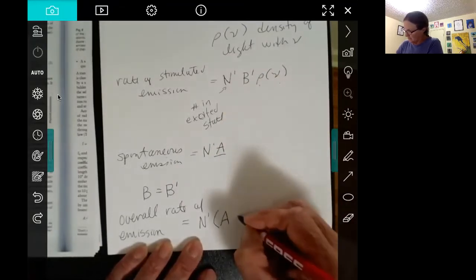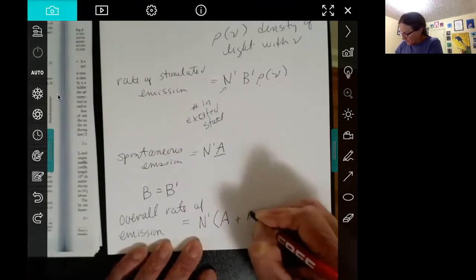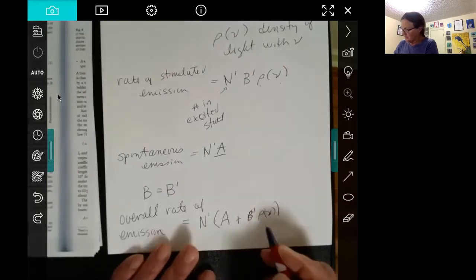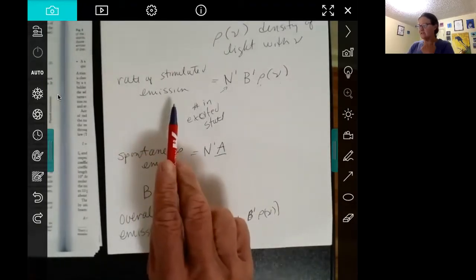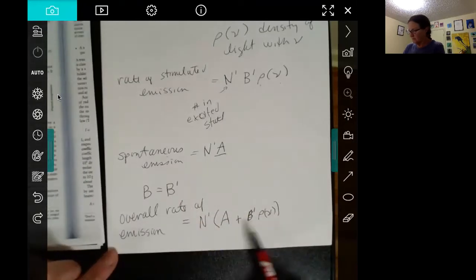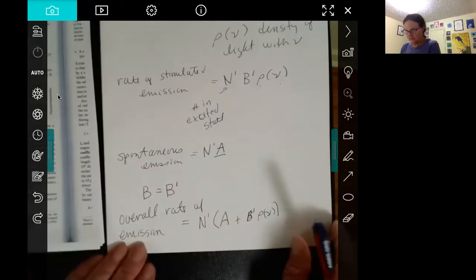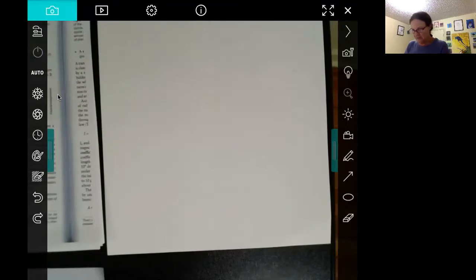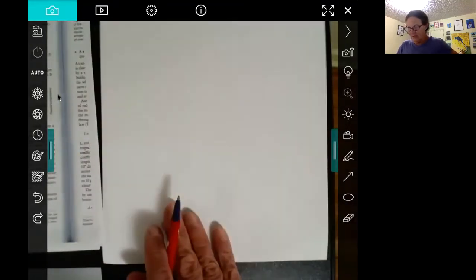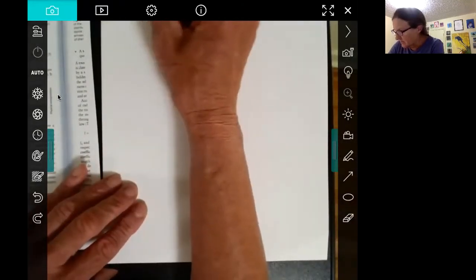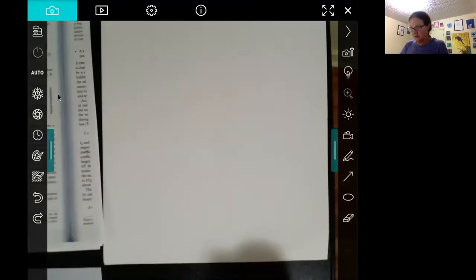And then it'll be plus this B, not beta, term, and that term depends on the frequency of light because it's light that's stimulating the emission. So we have spontaneous emission plus the stimulated emission, and so that gives you the overall rate. Turns out that A is related to B prime. So if B prime equals B, so the coefficients of stimulated emission and absorption are equal to each other, not the rate, sorry.